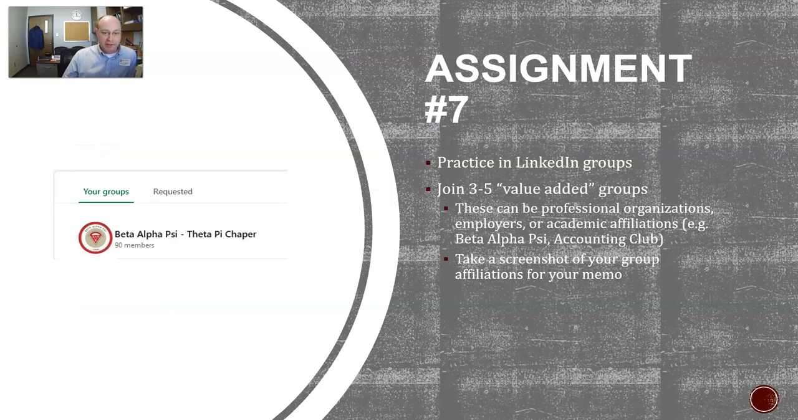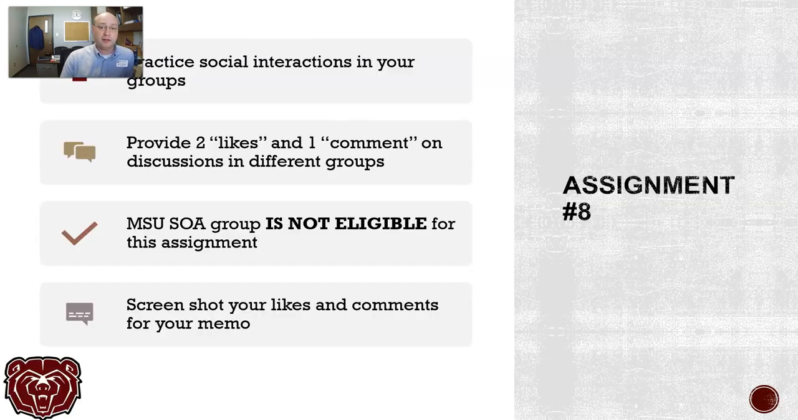Assignment number 7 is to basically just practice inside these groups. So you're going to join 3 to 5 value-added groups, as the prompt calls it. Again, I just explained that. Make sure there's something that is going to add some value to your profile when an employer or a potential connection looks at it. These can be professional organizations. They can be employers or academic affiliations like Beta Alpha Psi or Accounting Club, or if you're in another student organization. Those are always good to join with your LinkedIn profile. Again, just a reminder to take a screenshot of your group affiliations for your memo. You'll want those, again, for your appendix at the end of this project.